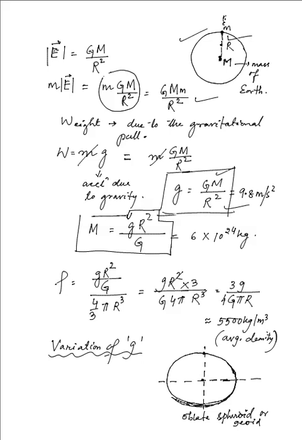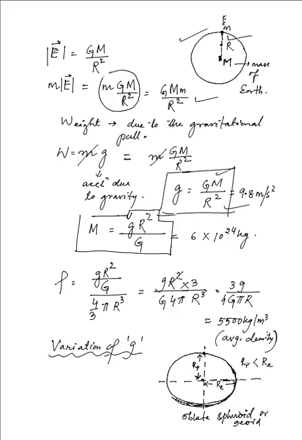Now this, let us assume, it's actually tilted by some angle, but for simplicity we will say that the poles are right at the top. So this is the radius of the pole, and this is the radius of the equator. As you can see, due to the flatness at the poles, the radius of the pole is obviously less than the radius of the equator.